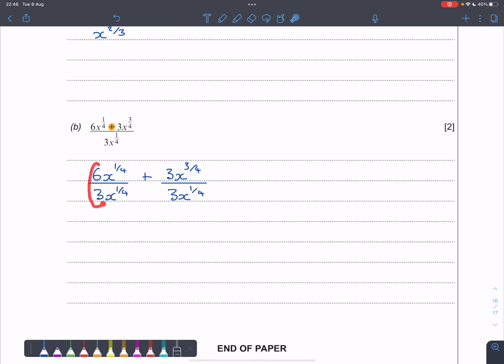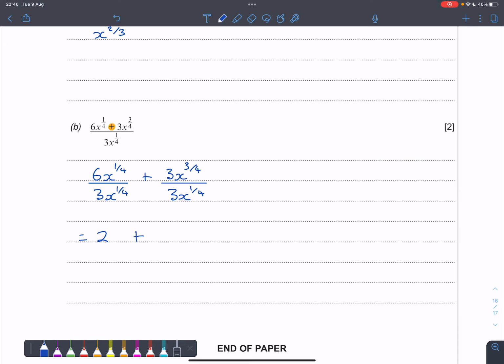So in the first fraction, we've got 6 divided by 3, which is 2. And then x to the quarter divided by x to the quarter. When you're dividing something by itself, which is always 1, you could think of it like this. X to the quarter divided by x to the quarter is going to be x to the 1/4 minus 1/4. So when we divide, we subtract the powers, and that will give me x to the 0, and anything to the 0 is 1. So we get 2 times 1, which is 2.